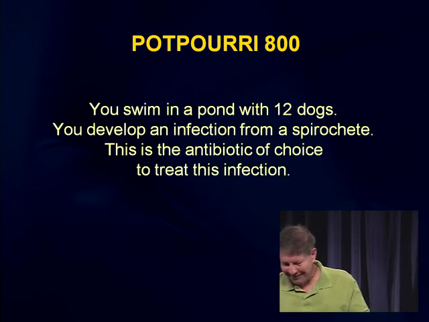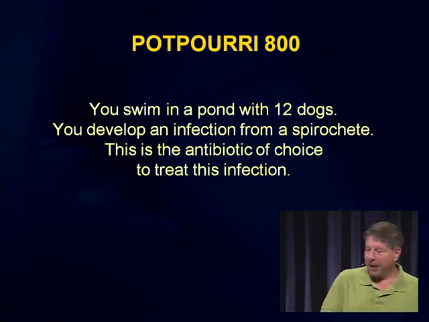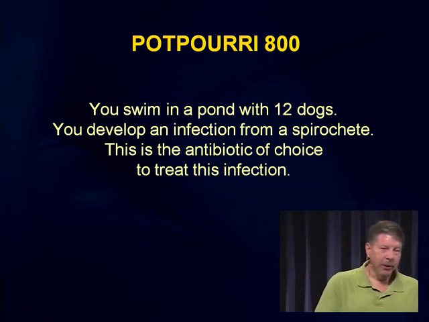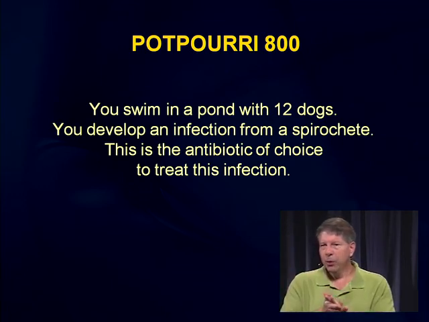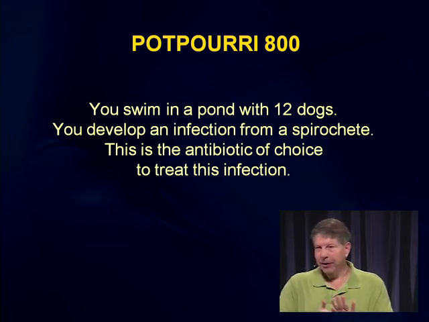So anyway. Okay, you swim in a pond with 12 dogs. You develop an infection from a spirochete. What antibiotic do you want to use to treat? There's a couple things here. A spirochete. So you can kind of use your brain a little bit here. What's the most common spirochete that you treat? Syphilis. So what do we use to treat syphilis? Penicillin. That would work fine here. What else do we use to treat syphilis with? Doxycycline, if they're penicillin allergic. So doxy is most likely what they'll give you, but penicillin would be okay too, all right?